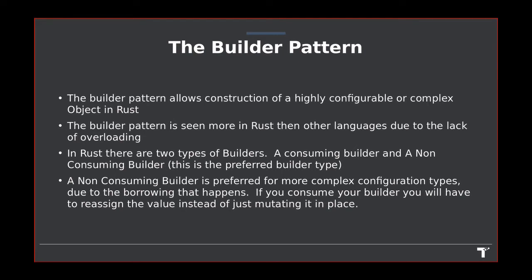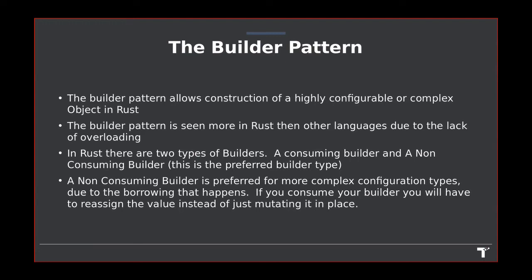So the builder pattern. What is the builder pattern? The builder pattern allows construction of a highly configurable or complex object in Rust. The builder pattern is seen more in Rust than other languages due to the lack of overloading, meaning method overloading. There's no inheritance or anything really in Rust, so you can't overload other methods. But what you can do is wrap method or function calls in other functions and chain them together with other calls. And that's kind of what it means. So you see this pattern a little more than you would, say, in C# or Java or something like that.